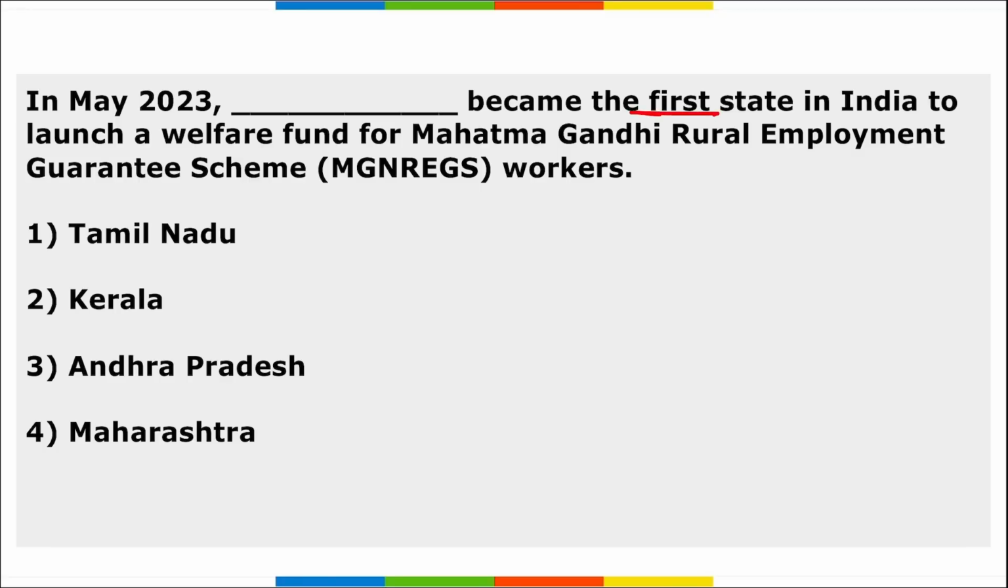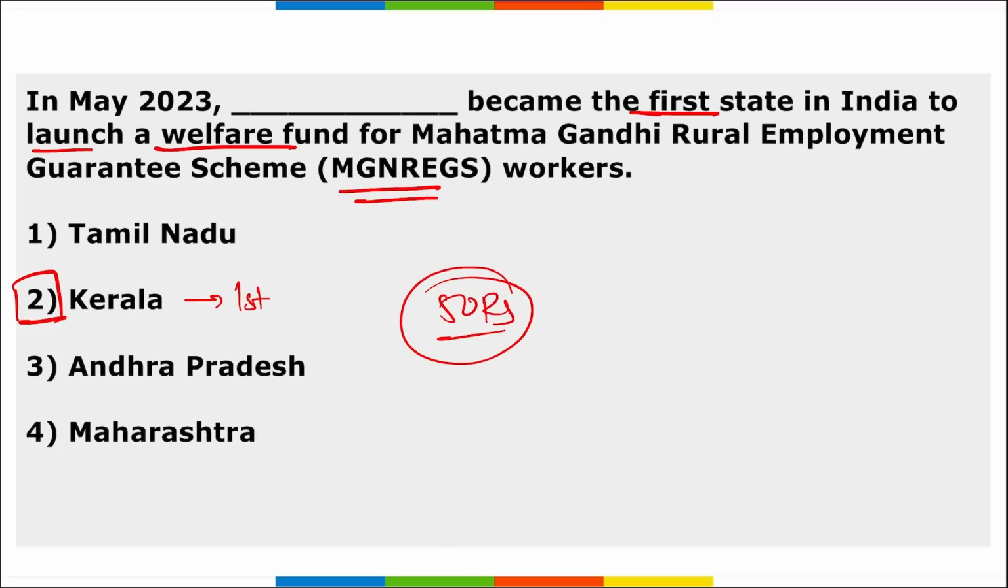Which state became the first state in India to launch a welfare fund for MGNREGA workers? So it is your Kerala that became the first state in India to launch a welfare fund for the MGNREGA workers. Correct? And under this, the workers need to pay a nominal amount of 50 rupees per month, right? This will be considered as a premium, or monthly payment, that you have to pay for your welfare fund. Correct? And those who have paid the contribution for 10 or more years, their family will get the benefits in the case of the beneficiary's death.